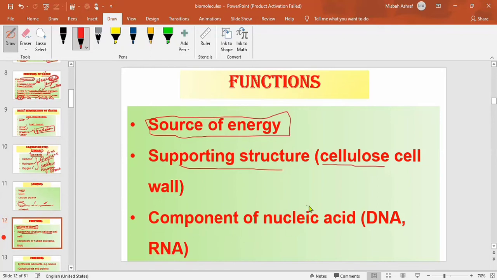Then it's also a component of the nucleic acids. We also have discussed this in the chapter on the cell. Nucleic acids: DNA, which is deoxyribonucleic acid, and RNA, which is ribonucleic acid. These are the components. RNA contains ribose, and we use the word sugar with it. It means that ribose is a carbohydrate, and DNA contains deoxyribose sugar, so that is also a sugar. So here we have seen that it's also a component of the nucleic acids.